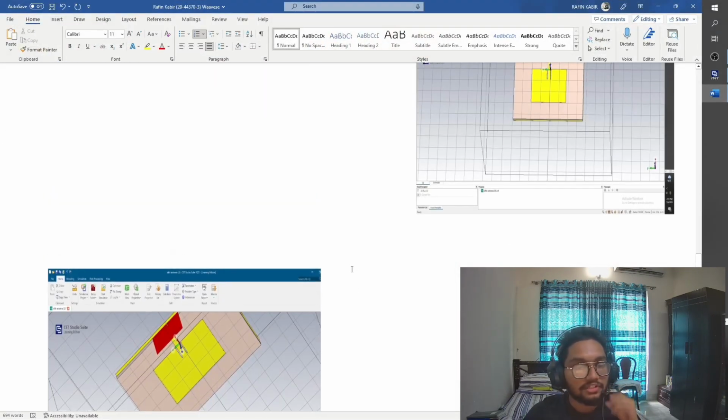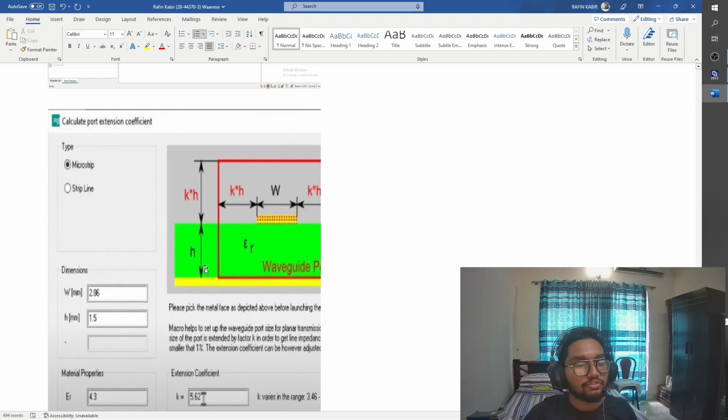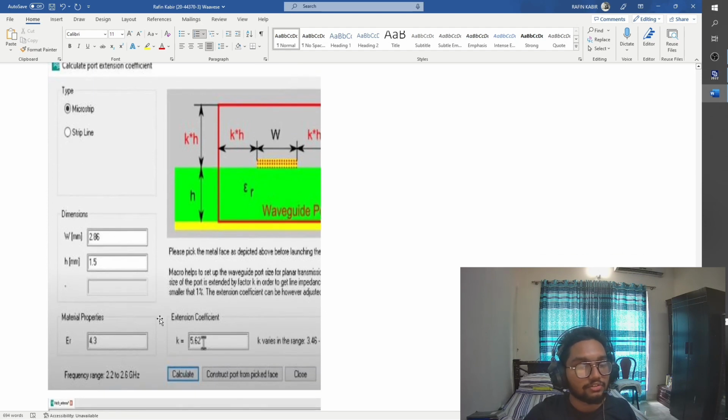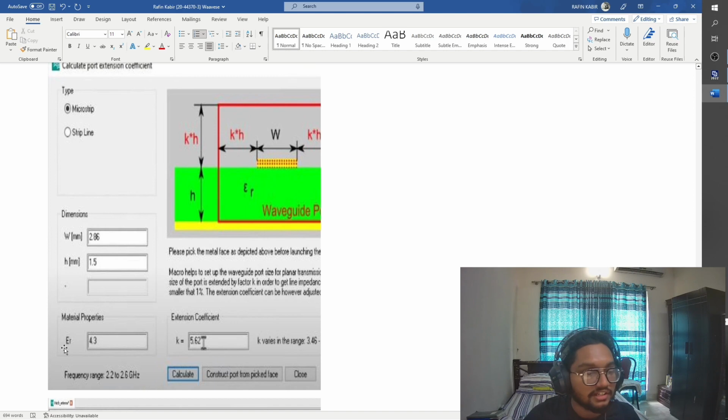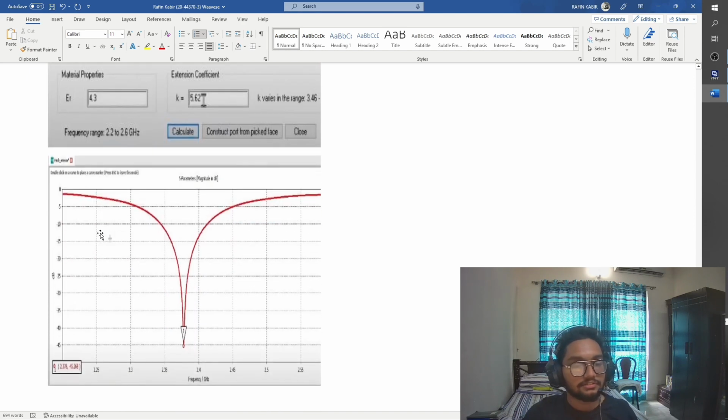Now let's go to the simulation section. For the calculations part, we can calculate this automatically. We can automatically calculate the extension coefficient in CST software. The various parameters I used for this design are given here.